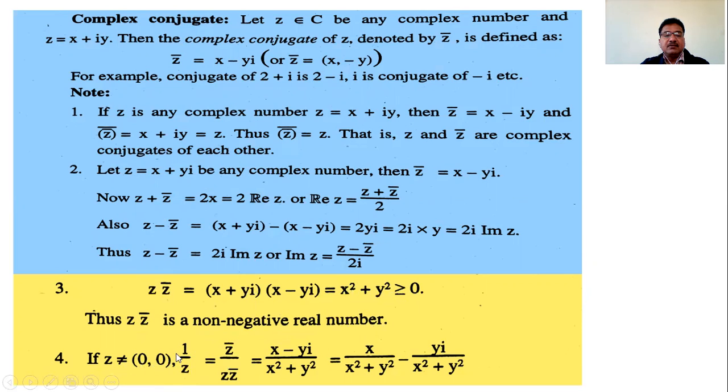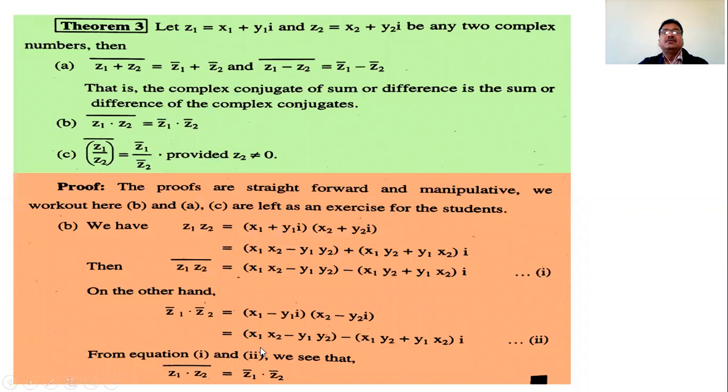Then how can we find 1 by z? Multiply and divide by z bar, that is, z bar divided by z bar. This is division of two complex numbers: multiply by its conjugate, that is rationalization. We get x minus yi, and z into z bar is x square plus y square. So 1 by z is x by (x square plus y square) minus y by (x square plus y square) times i. So this is the theorem on the conjugate.